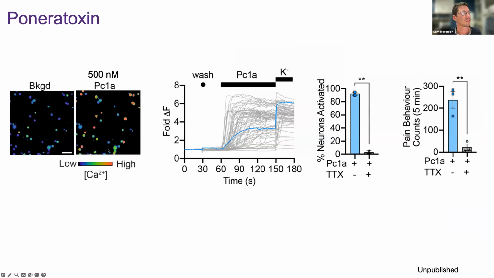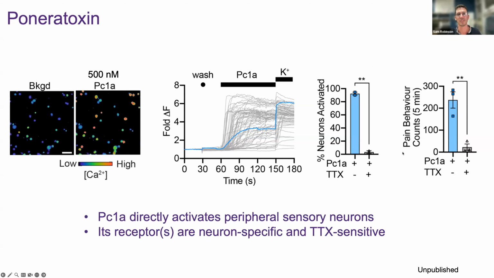So when we add Poneratoxin, we saw that actually 90% of the neurons light up, which is consistent with the instant pain that you experience. And if you add Tetrodotoxin, which is a blocker of voltage-gated sodium channels, you can bring that right back down to essentially nothing. So it was consistent with sodium channels. And we then tested TTX in the mouse model, and we saw that it does the same thing. So basically we concluded that our target was TTX sensitive and almost certainly a voltage-gated sodium channel, or multiple subtypes of those.